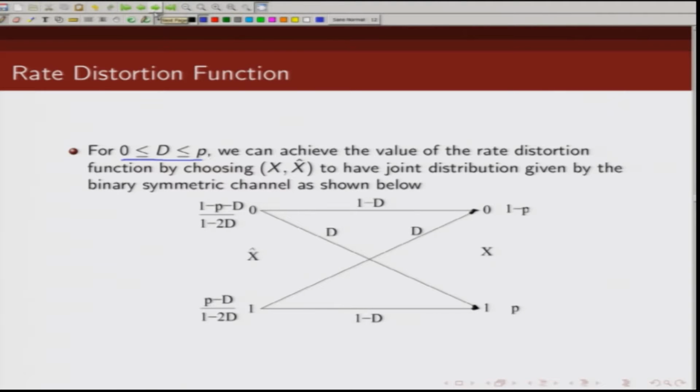So, we have to cook up a distribution. So, we create a test channel. This is my x and this is my x hat. Now, I want to ensure, I want to create a joint distribution such that my x is distributed as Bernoulli, with 0 with probability 1 minus p, 1 with probability p, and I need to find out this distribution on x hat, keeping in mind we want to keep the distortion less than or equal to d.